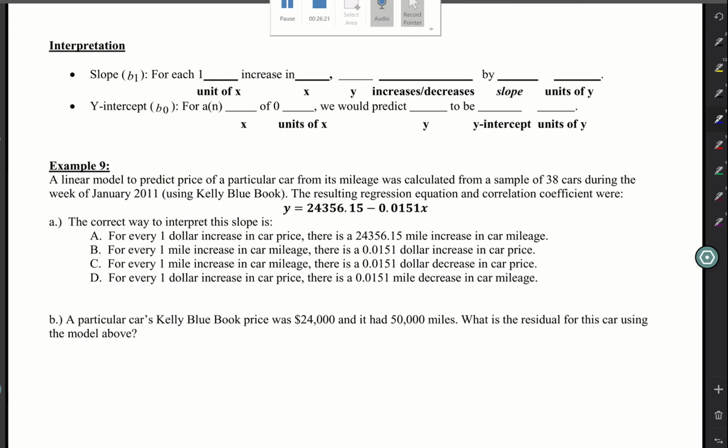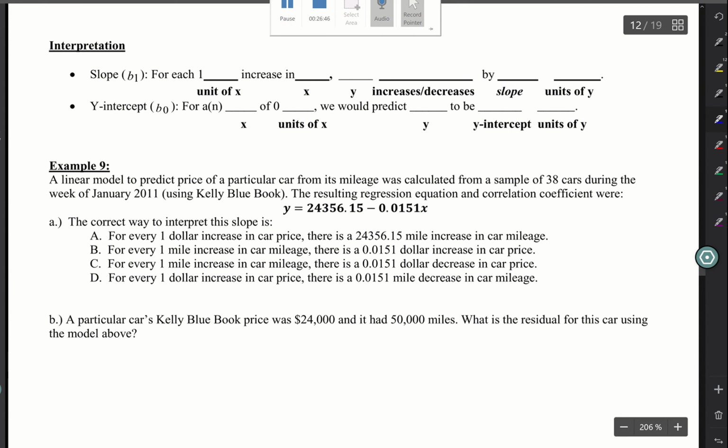There it is, our equation. So a linear model to predict the price of a particular car from its mileage was calculated from a sample of 38 cars during the week of January 2011. The results of the regression equation and correlation coefficient are given. Actually, they didn't give us our correlation coefficient, but we have our regression equation. So if y equals this equation, notice that this number is my b naught that we had above, and this 0.0151 is my b1, just so we can keep track of the pieces.